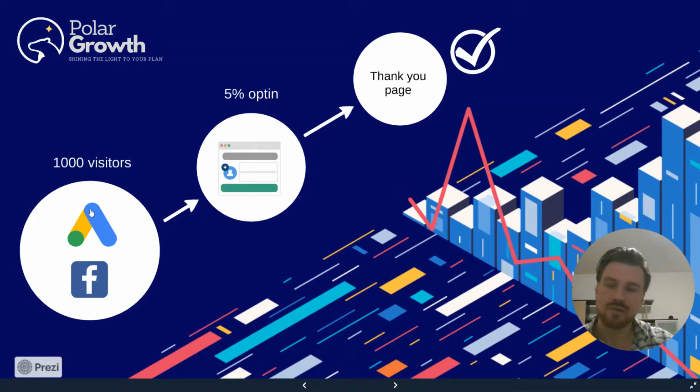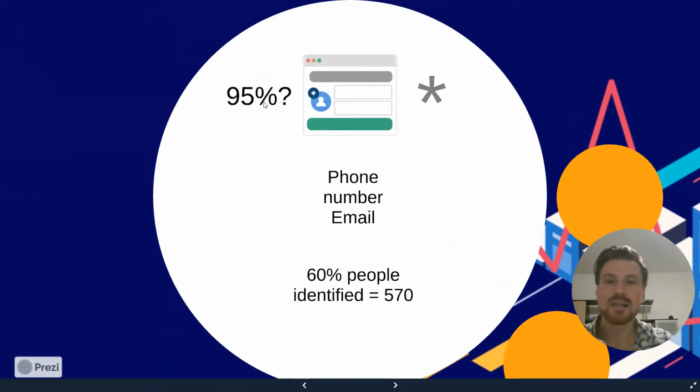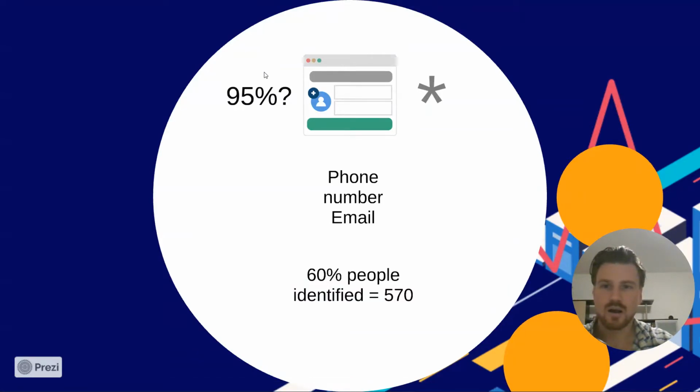Let's imagine that you are driving 1,000 visitors from Facebook and Google to your landing page, and this landing page has a 5% opt-in rate. Now, what does that mean? That means that 95% of people are completely anonymous. You don't know their phone number, you don't know their email, you don't know basically who they are.